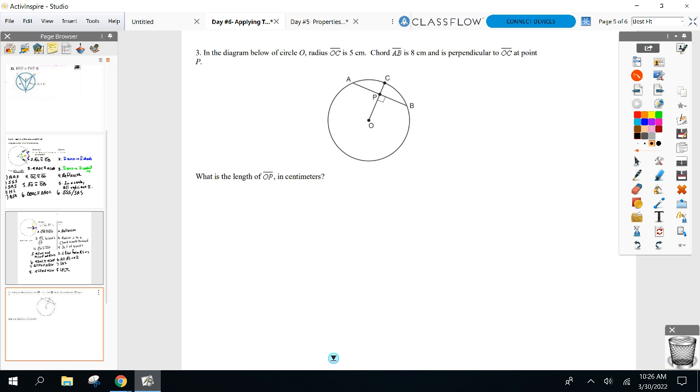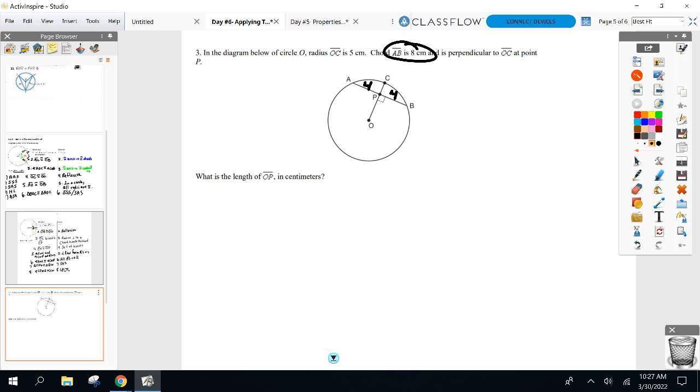Anything you see is true? It's being bisected. Yeah, AB is being bisected. And don't I know the length of AB is 8? So what are we all putting on AP and PB? 4, right? 4 and 4? Everyone all right? The radius is bisecting the chord.